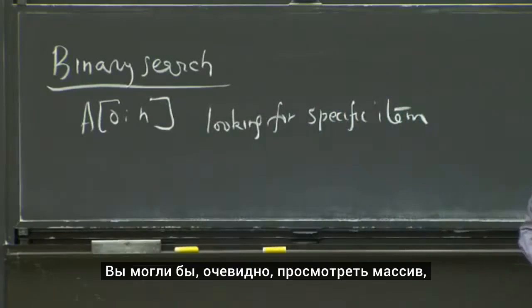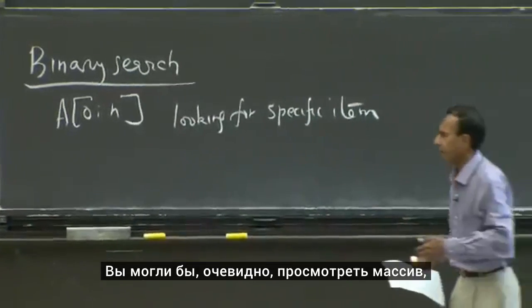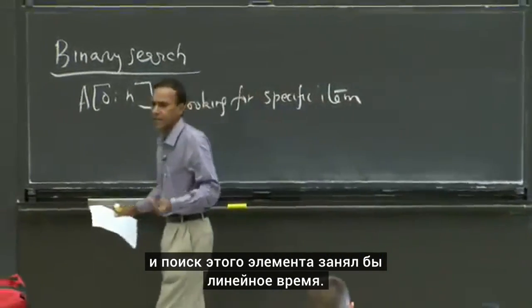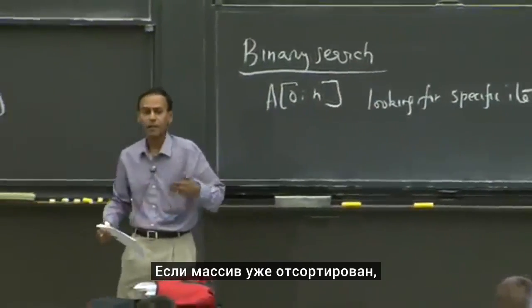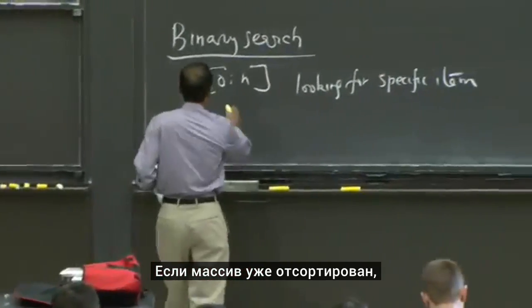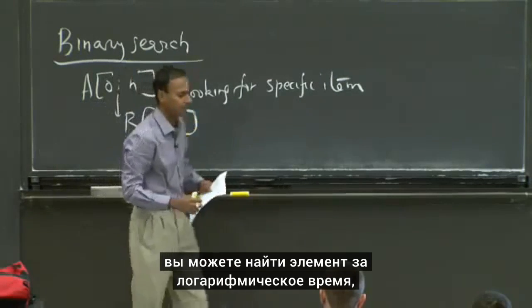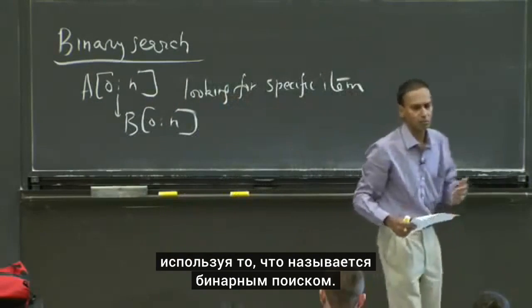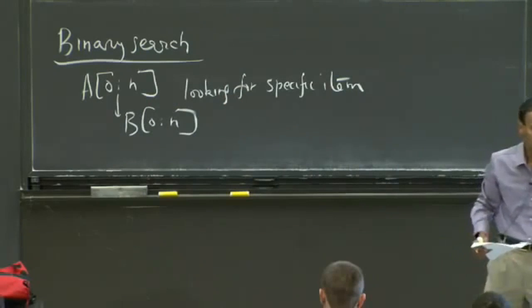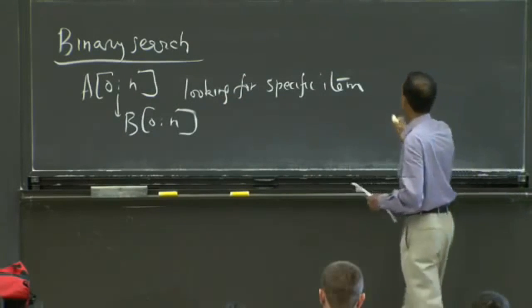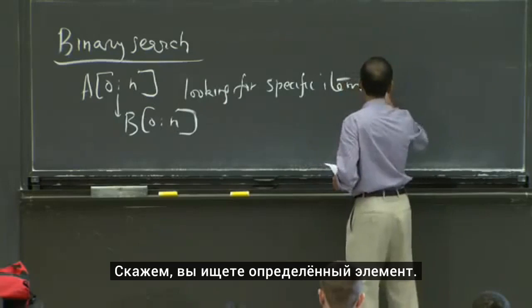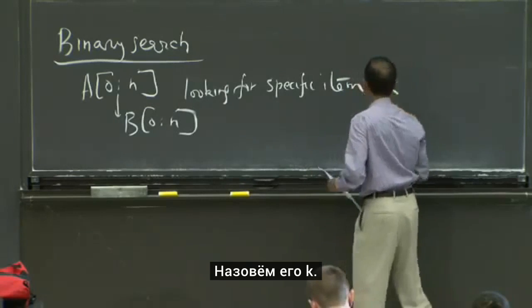You could obviously scan the array, and that would take you linear time to find this item. If the array happened to be sorted, then you can find this in logarithmic time using what's called binary search. Okay? And binary search, let's say you're looking for a specific item, let's call it k.